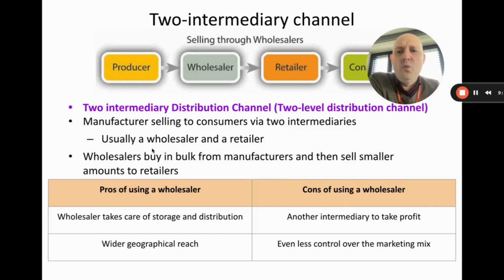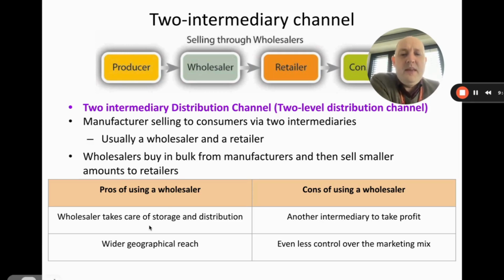And so what the wholesaler here will do is they'll buy in bulk from a manufacturer, and then they'll sell smaller amounts to retailers. So the idea is, let's say you have a big business and you want to sell in Germany. Now, if you sell to supermarkets all around Germany, for example, then the distribution is going to be quite difficult. So what you could do is you could sell to a wholesaler in Germany who will then buy all the products, and then they'll do the distribution within Germany for you.